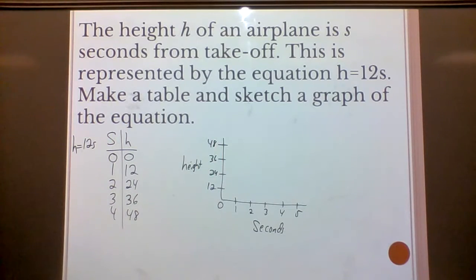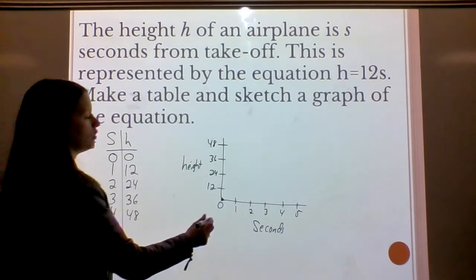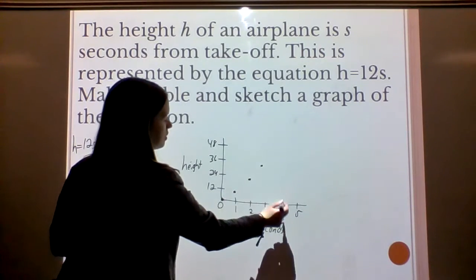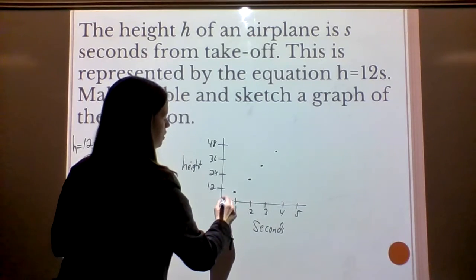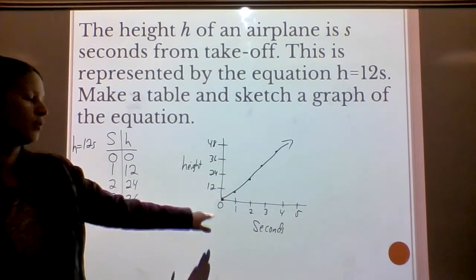Then graphing this is pretty easy. 0, 0, 1, 12, 2, 24, 3, 36, 4, 48, and if we wanted to, we could keep going. We're only going to go in that direction because we can't go negative with our height.